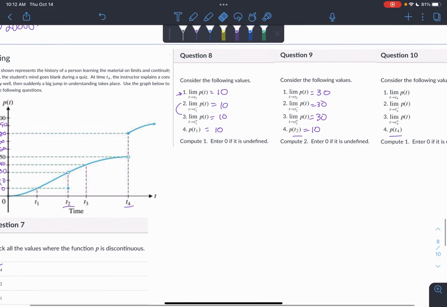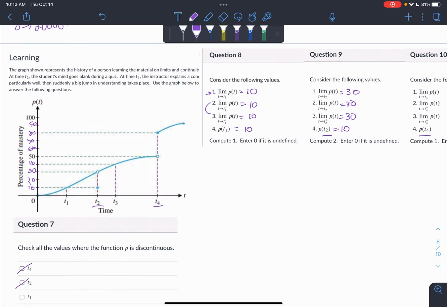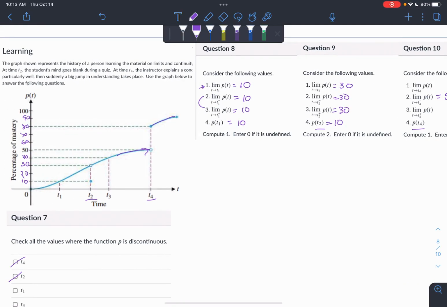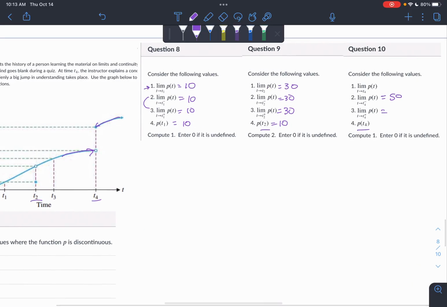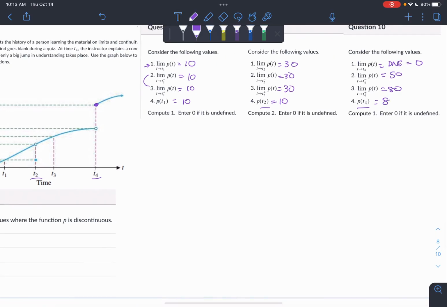And last one, kind of the same method. I'm going to go from the left, and we're reaching 50. And then coming from the right, we're going towards 80. Because these are not equal, the limit is undefined, and so you should put down 0. And then for P of T4, you have to look at where it's filled in, and it's actually up here, and so that value is 80. Okay?